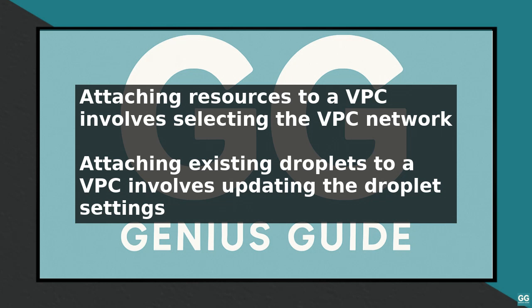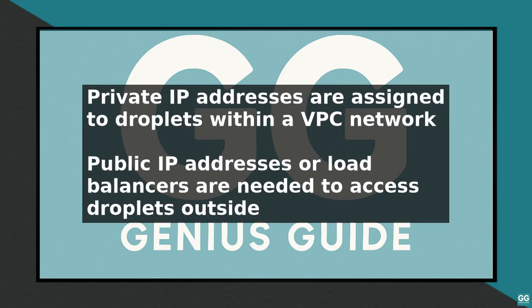To attach a droplet to your VPC, navigate to the droplet creation page and select the VPC network you created earlier. You can also attach existing droplets to your VPC by navigating to the droplet settings page and updating the VPC network.